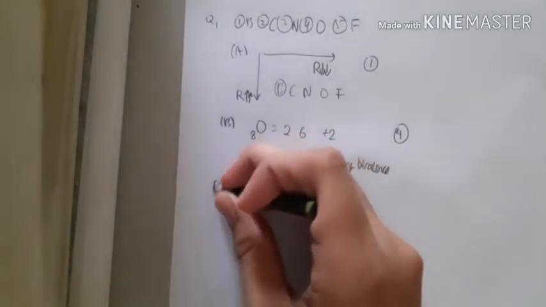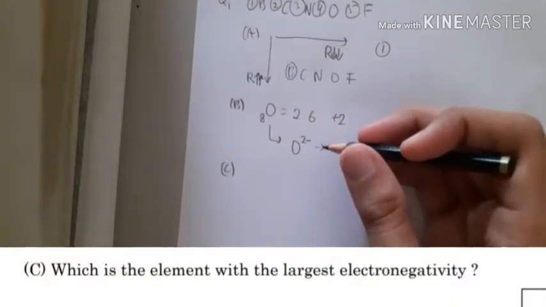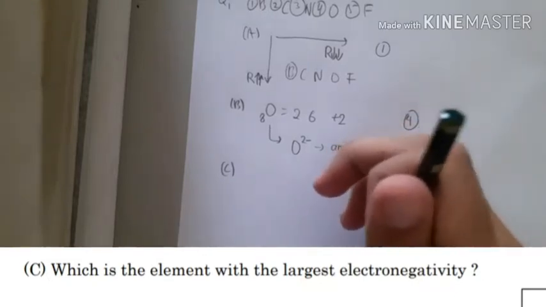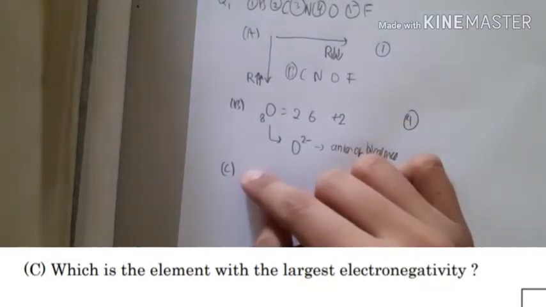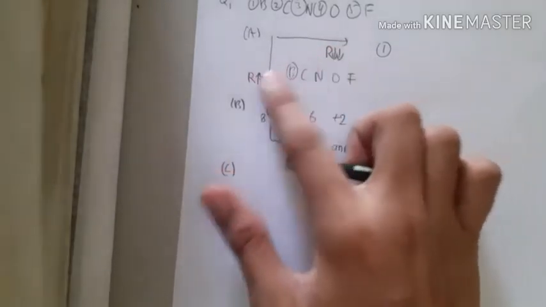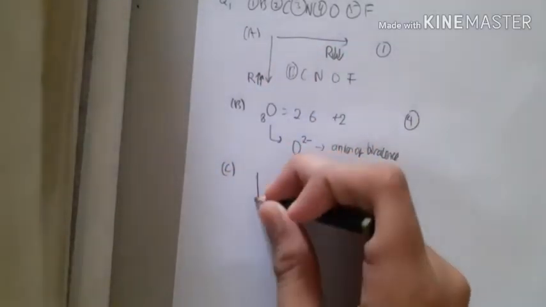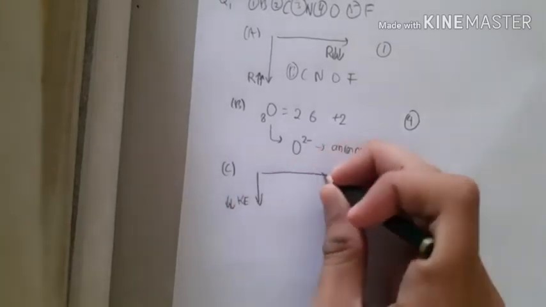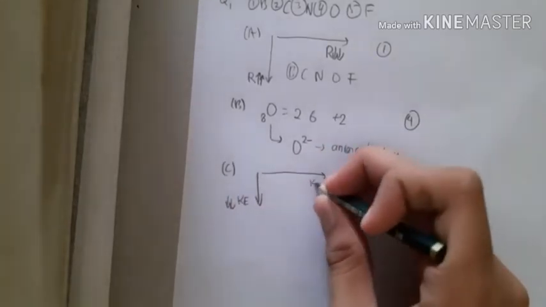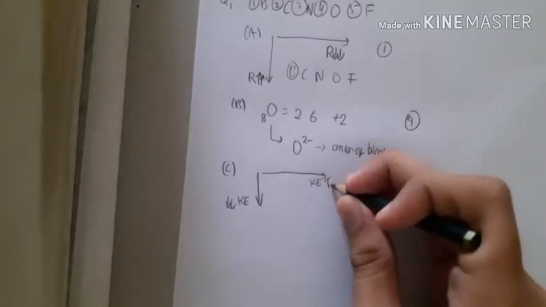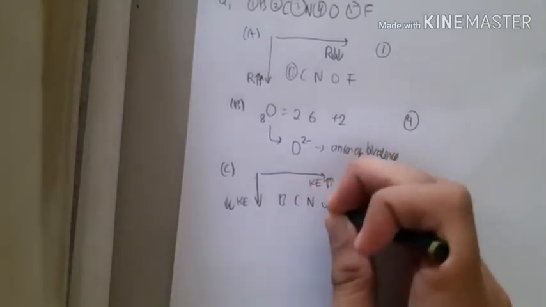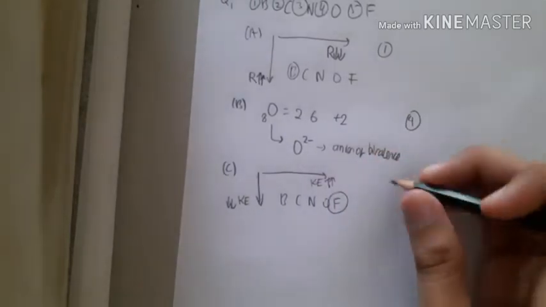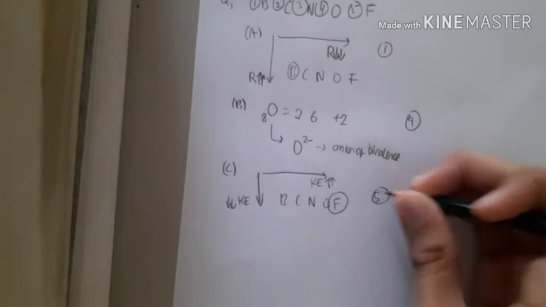And now for question C, which is the element with the largest electronegativity? Well, the trend of electronegativity is actually the reverse of radius. If you go down, the electronegativity will get smaller. If you go from left to right horizontally, the electronegativity will get higher. So between B, C, N, O, and F, fluorine has the biggest electronegativity. So the answer is option 5.